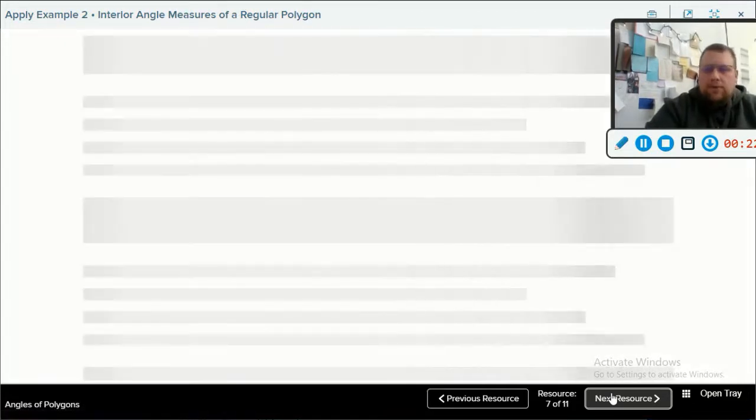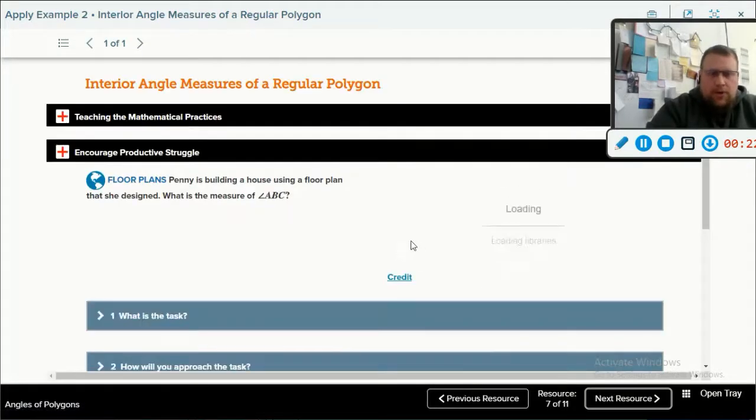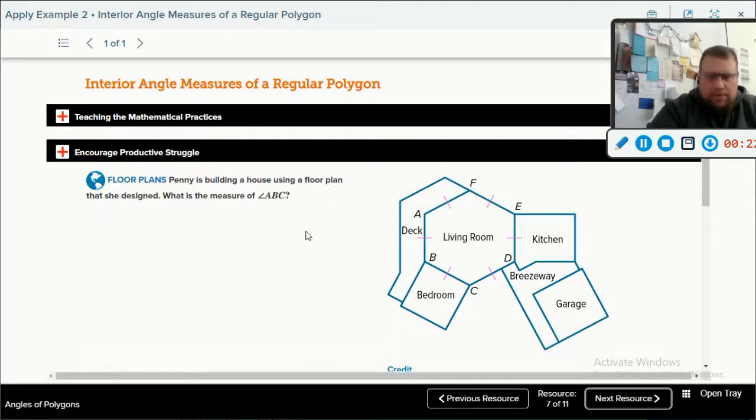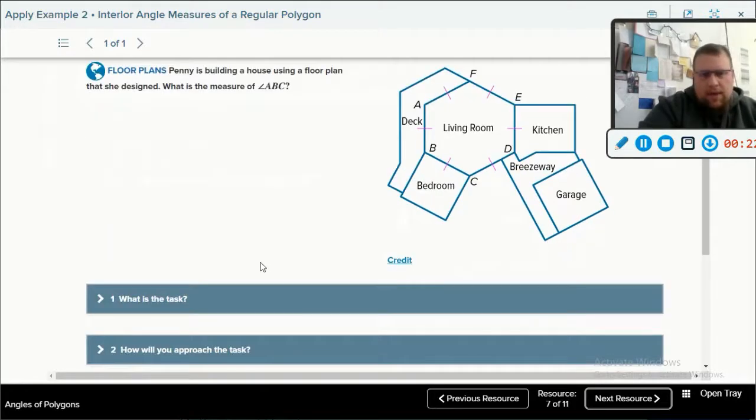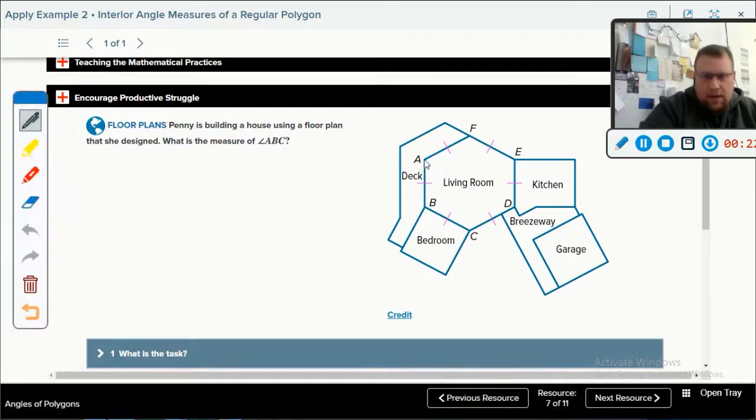A couple more examples for today before we're done. Just want to make sure you guys have examples for doing your homework. All right. Penny is building a house using a floor plan that she designed. What is the measure of angle ABC? Well, what is our task? We need to find this angle measure of ABC.